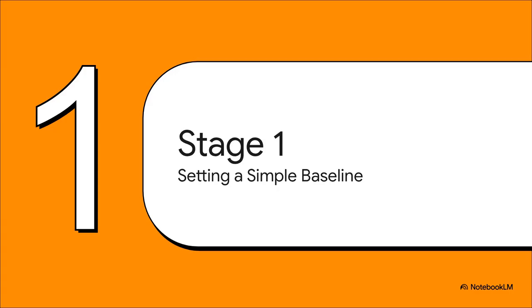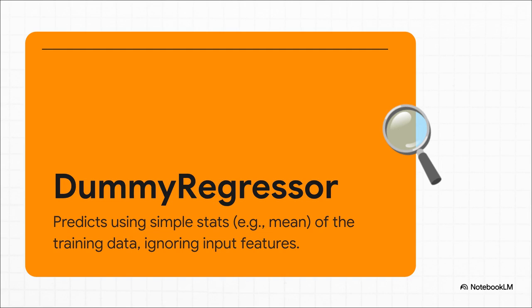Okay, stage 1. In this first step, it's all about humility, really. Before we go building some fancy, complex model, we need to know what good even looks like. We need a baseline, a common sense starting point. And for that, we bring in the dummy regressor. Now, I know the name sounds a little silly, but don't let that fool you. This thing is actually super useful. All it does is make a really simple prediction, like always guessing the average value of your data.